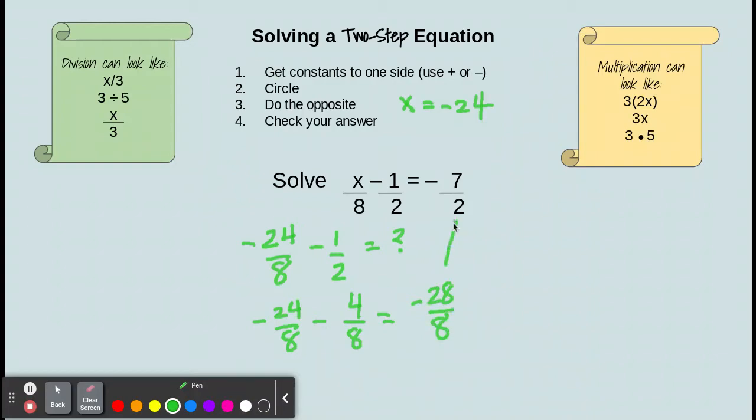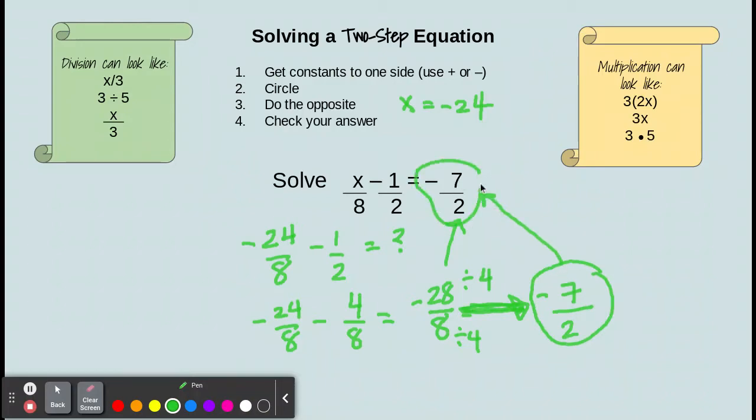But does that match our original? Well, we're not quite sure because this can be simplified, and it can be simplified by dividing the top and the bottom by 4. That is their greatest common factor. So 28 divided by 4 is 7. Since it's negative, we'll keep that negative, and 8 divided by 4 is 2. So we end up with negative 7/2, and that actually matches our original. So our solution of x equals negative 24 is correct.